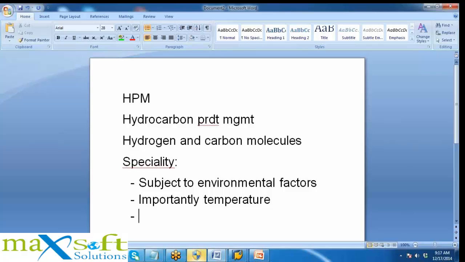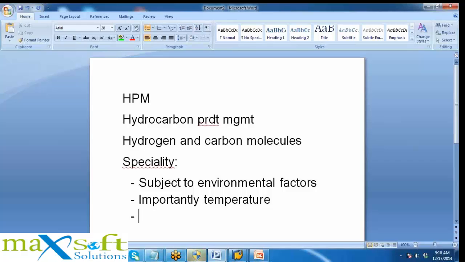Say, for example, I am sending some customer 50,000 liters of diesel. Today afternoon I am loading and sending it to the customer. By the time it reaches the customer, the temperature changes. So 50,000 liters will become 51,000 liters, or maybe 49,000 or 48,000 liters. The volume changes because the environmental factors change.